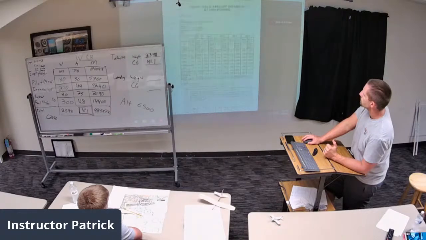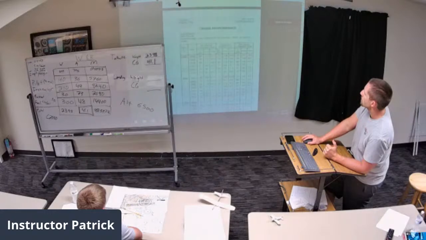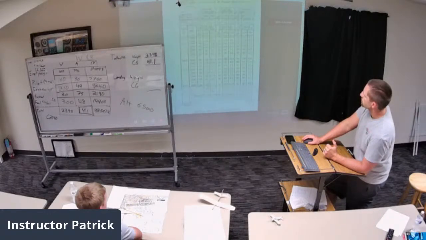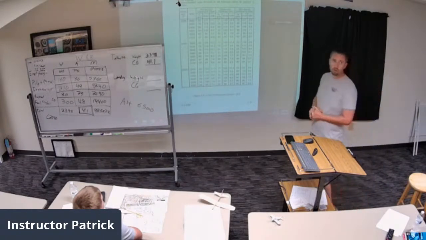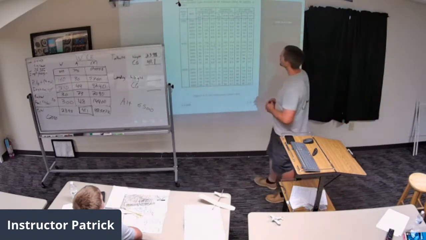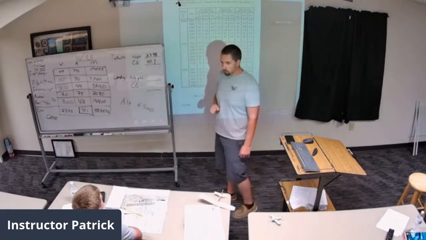Okay, we'll scroll down here. That's short field performance. And then we're in cruise. Okay, and we selected 6,500 feet, right, for our cross country. Okay, good. So at 6,000 feet, what was our temperature?